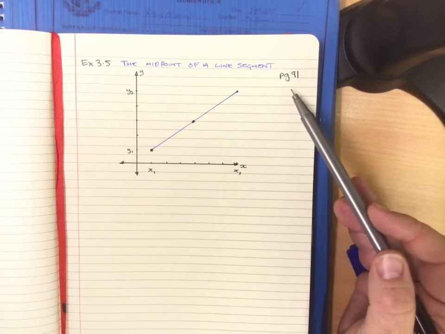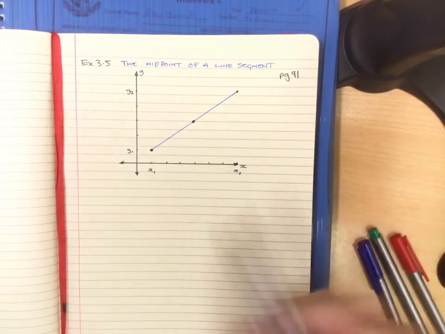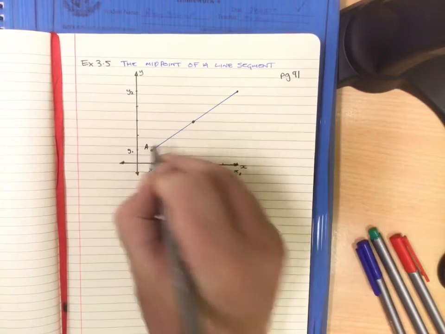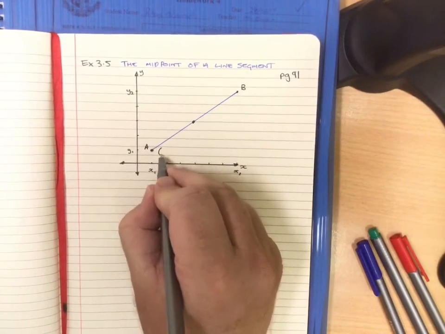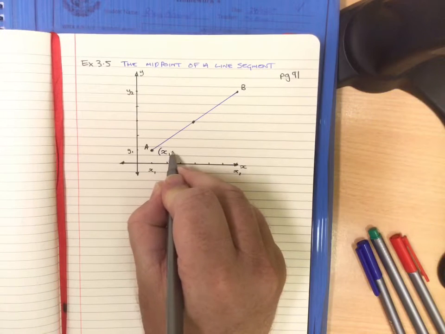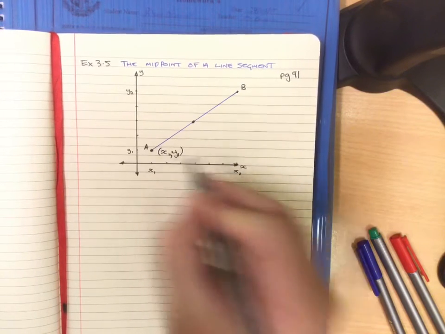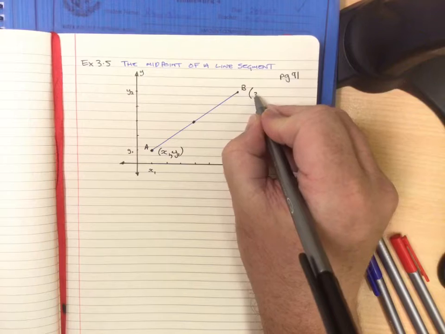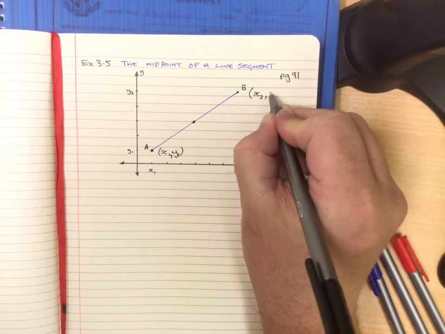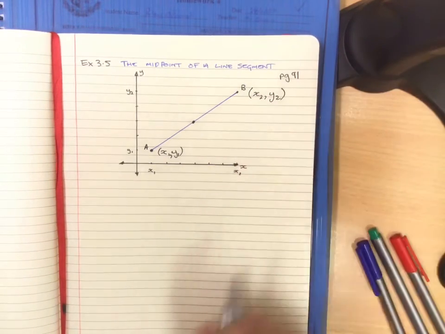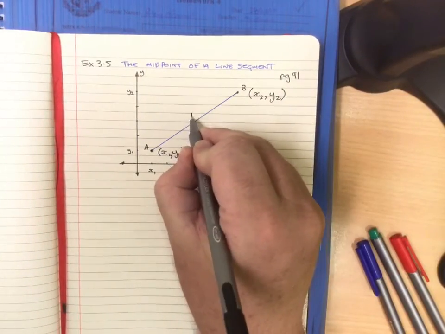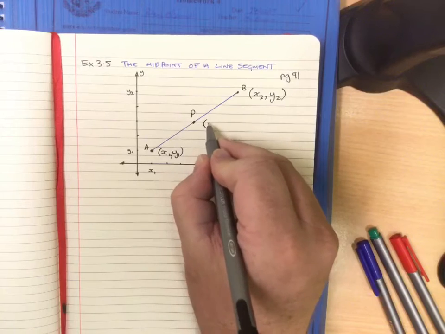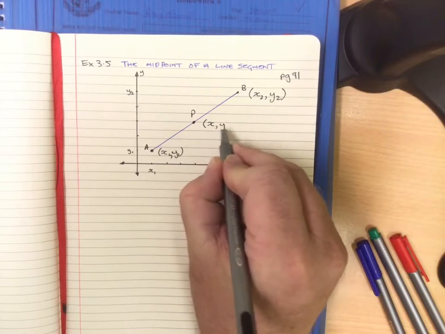This is on page 91 of your textbooks. Imagine we've got 2 points, A and B. We can call this first point here x1, y1. We can call this other point up here x2, y2. And what we want to find is the middle of these 2 points. We're going to call this point P, and it's some value x, y.